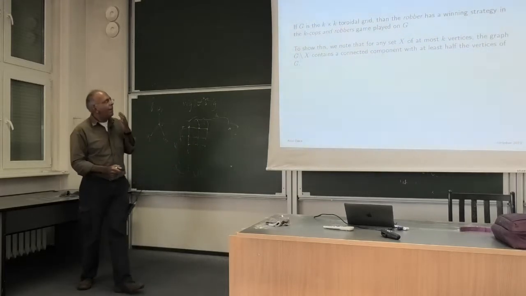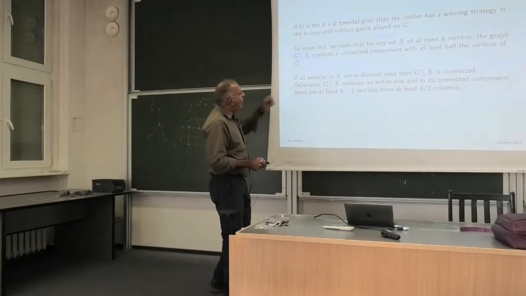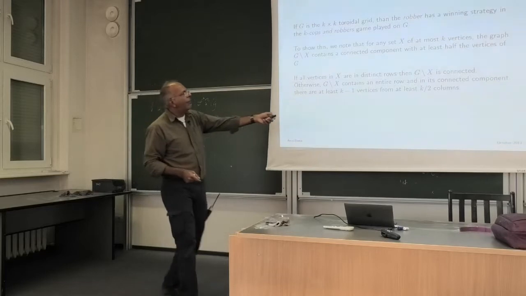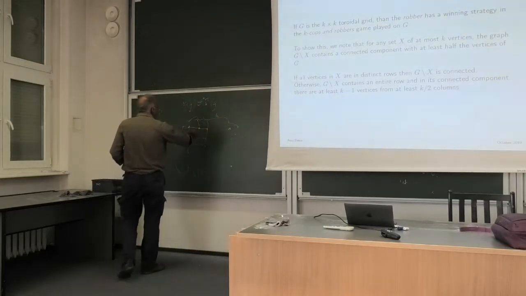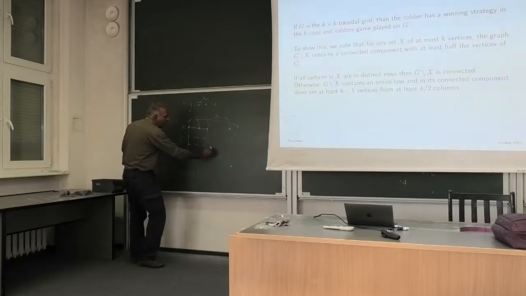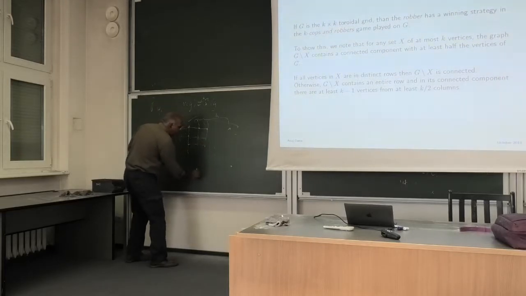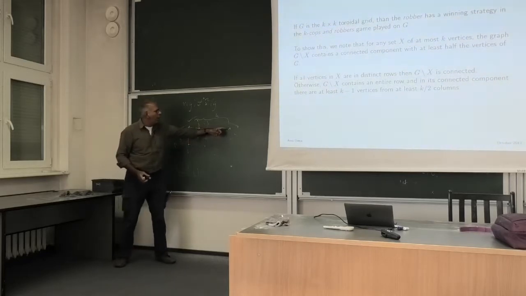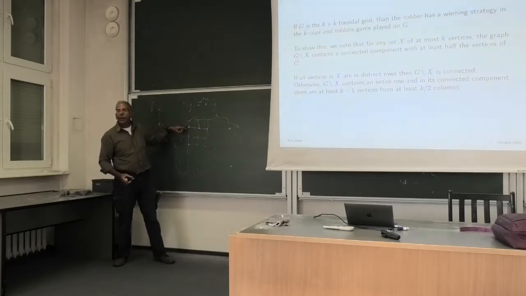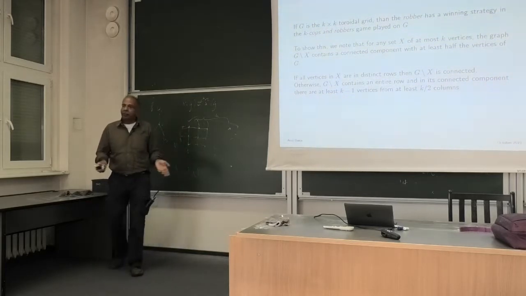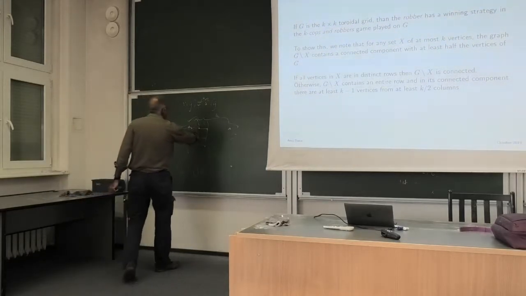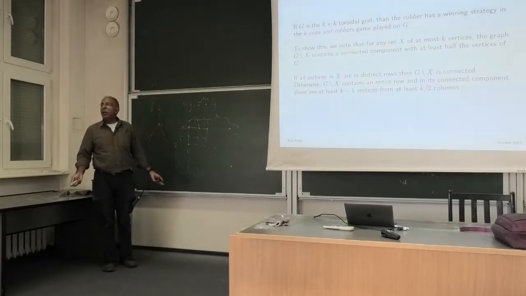Okay, why is this? Well, suppose X is my set of k vertices. If X only contains vertices in distinct rows, then removing X doesn't even disconnect the graph, right? Because in each row, I can still go all the way around. So the rest of the graph is still connected. So it's large. Okay. So suppose that X doesn't contain vertices in k distinct rows.